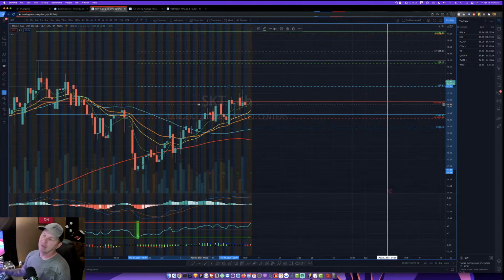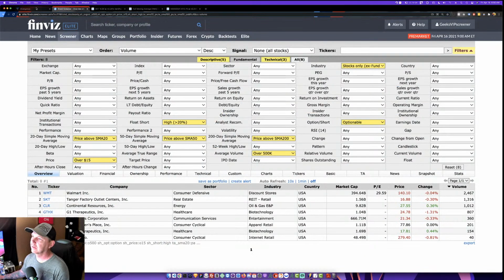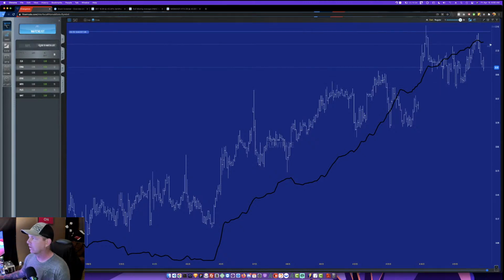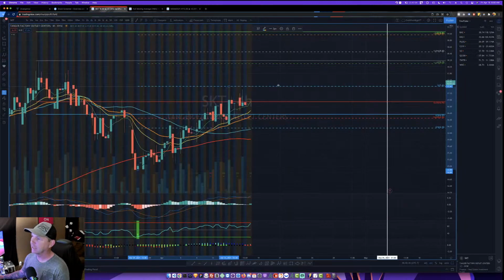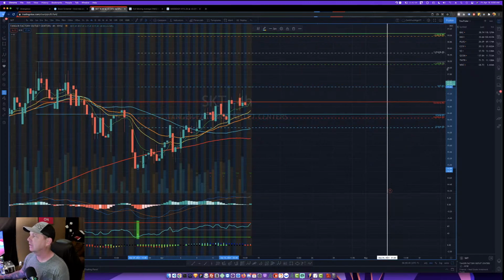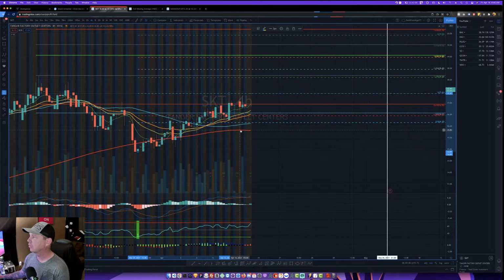All right, that's it for me. Just to reiterate, SKT is a meme stock, high short float. We've got a little bit of bullish divergence happening. We have a block trade level at 17.35. If we can maintain support, I would look to get long in SKT. If we can maintain support at 17, I would look to get long SKT 18, 19, 20.